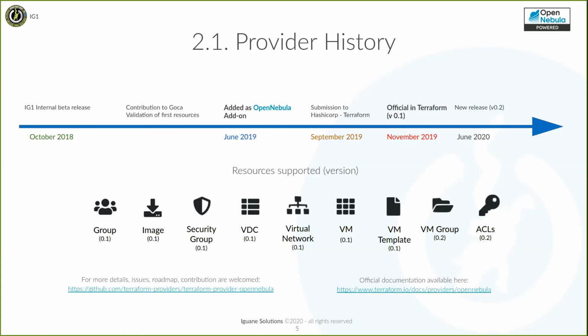Thanks to an external contribution, ACLs. For more details about what is exactly open as issues and maybe in the roadmap, you can go directly to the GitHub repository. And you also have the link to the official documentation. It's already reachable from the docs as an official provider. You already have the documentation of the provider on the Terraform website.